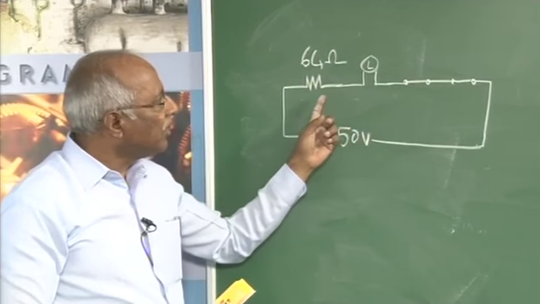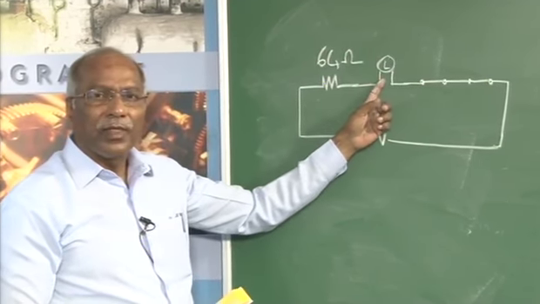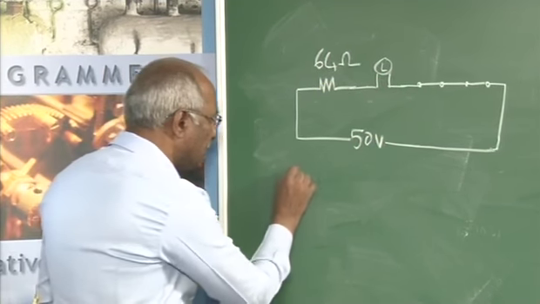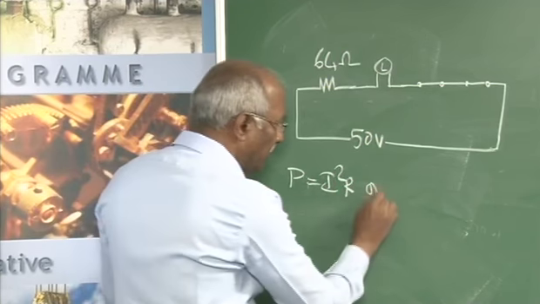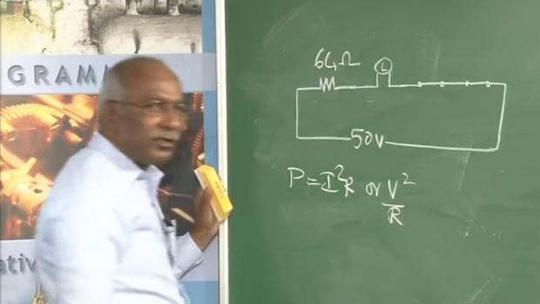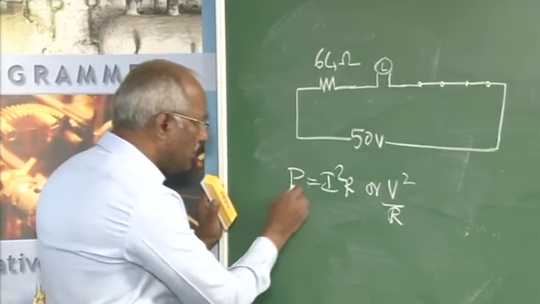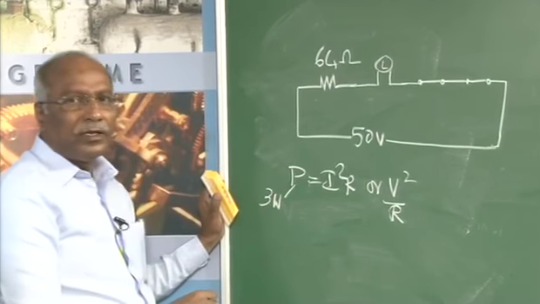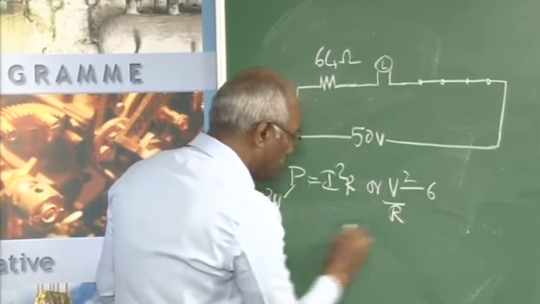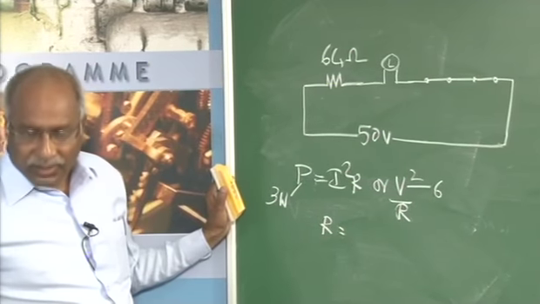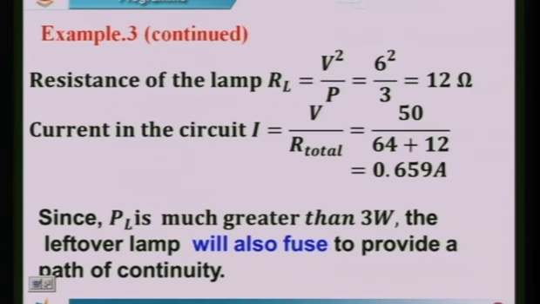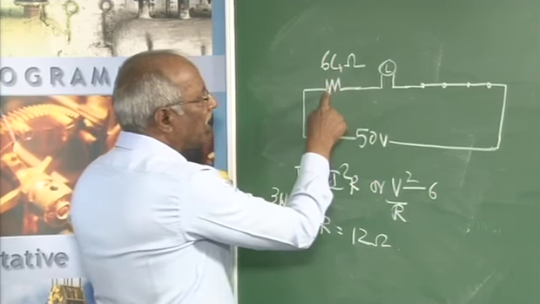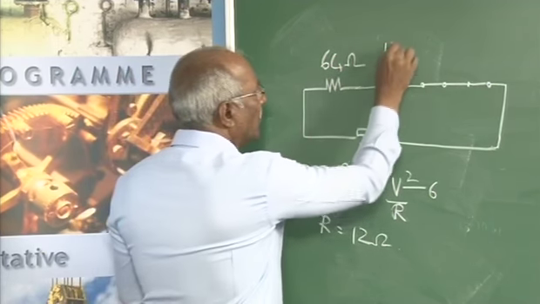To understand that, find out what is the value of resistance here now. We know power is equal to I square R, or it may be V square by R. In this particular problem, the power is 3 watts and the voltage is 6 volts. So, what will be R? R comes to 12 ohm. So, when these two get fused out, the leftover are the resistance and the lamp of 12 ohm.